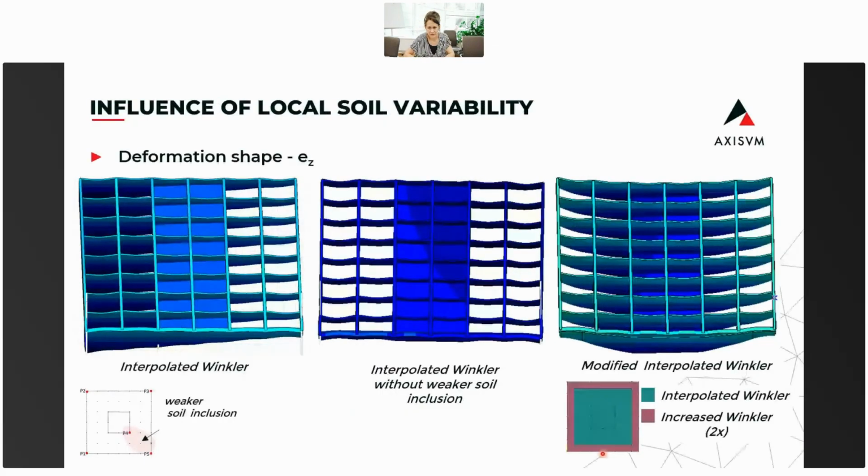Okay, let's move on to investigate the interpolated Winkler. In the first picture, on the left side, we can see the deformation shape of the interpolated Winkler. Here we can see again the weaker inclusion. In the second model, I have eliminated this weaker soil layer, because I think that this tilt is because of the weaker soil inclusion. That's why I have eliminated it, to check the deformation shape. Now we see a more symmetric deformation shape, but also the effect of the layered subsoil system.